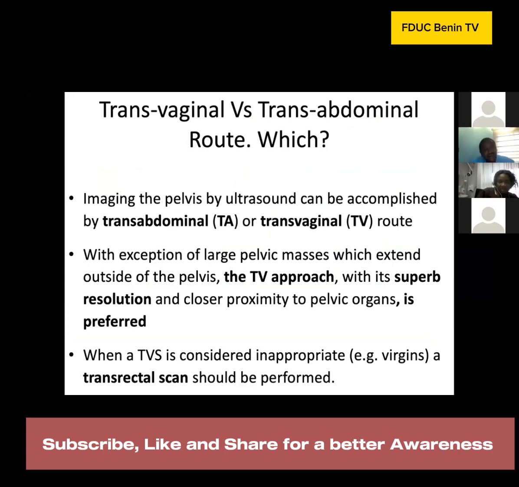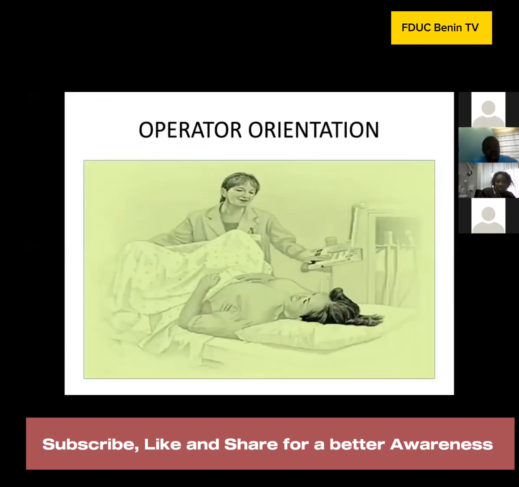An understanding of this physics of frequency and depth has determined the transducer choice in gynecological ultrasound examination. And the conclusion is that except for large pelvic masses, like huge uterine fibroids or large ovarian masses, the transvaginal approach, which has superb resolution and is closer to the pelvic organs, is the preferred approach to perform the gynecological ultrasound. In the case of virgins, a transrectal scan should be performed.